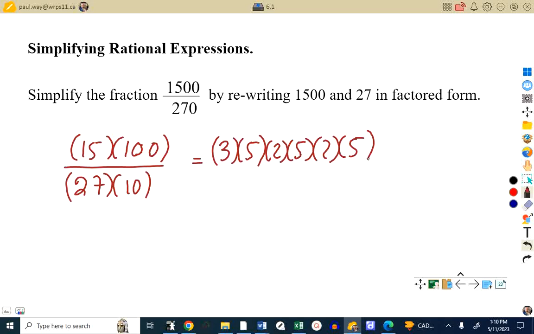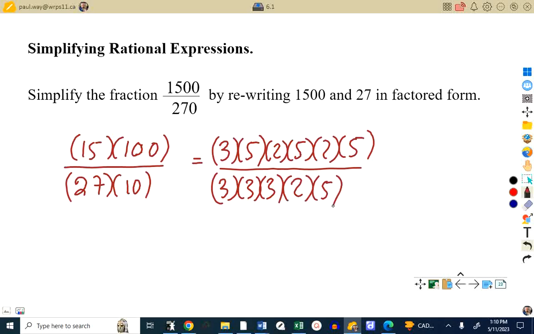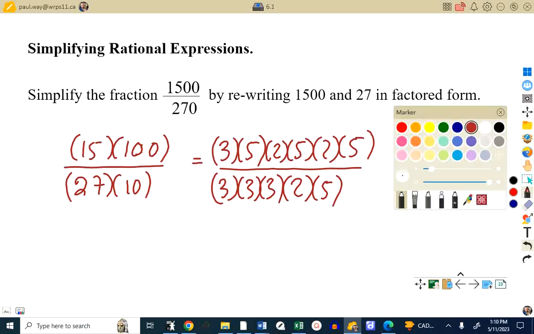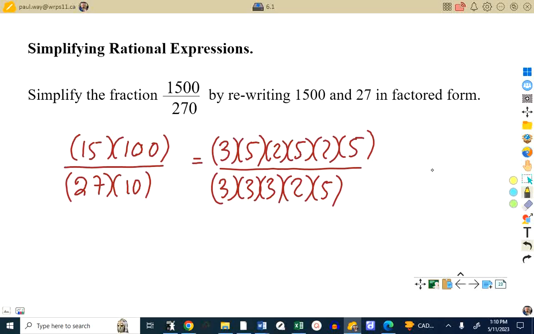On the bottom, 27. This is actually from the previous unit. We did a lot of this. 3 times 3 times 3 is 27. And 2 times 5 is 10. And I don't think we really needed a calculator to get that far. So my question to you now is, can I cancel this 5 and this 5? Sure. Why?